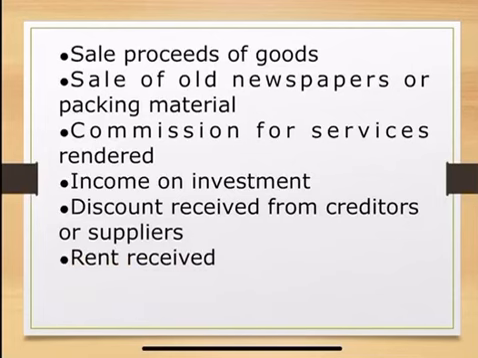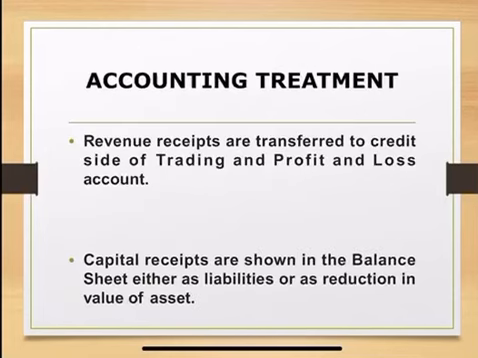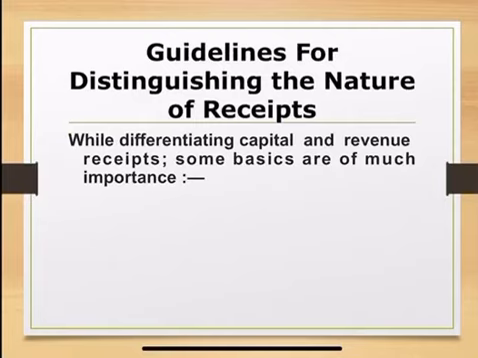discount received, rent received. So if we talk about the accounting treatment, revenue receipts are transferred to the credit side of trading and profit and loss account. Capital receipts, they are shown in balance sheet either as liabilities or as reduction in value of asset on asset side. Now, what are the guidelines for distinguishing the nature of the receipts?